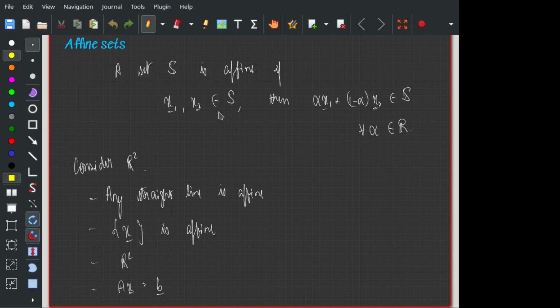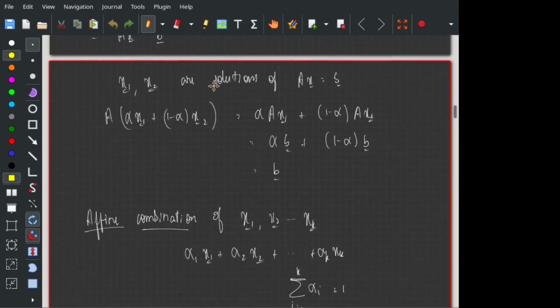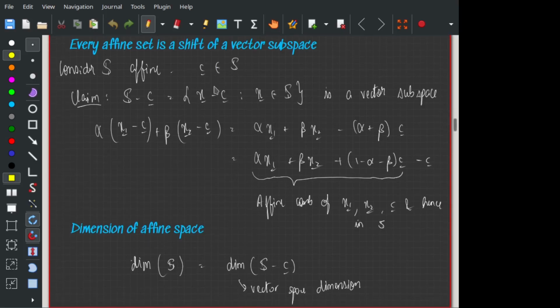So given any 2 points, the straight line passing through these 2 points lies inside the set. Then the set is affine, right? And in particular, any straight line is affine, a singleton is affine, the null set is affine, any vector space is affine. But in particular, every affine set is essentially a shift of a vector space, right? So given any affine set, you can always shift it back: you take any point within the set, subtract it from all points within the set, and that will give you a vector space. That's always a vector space, right?